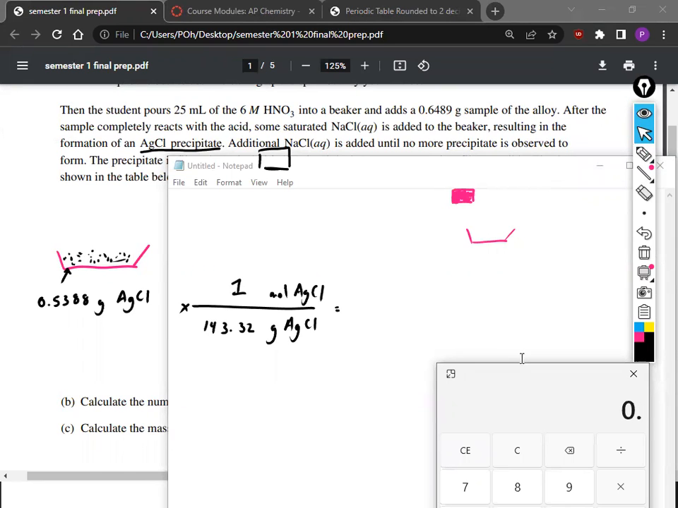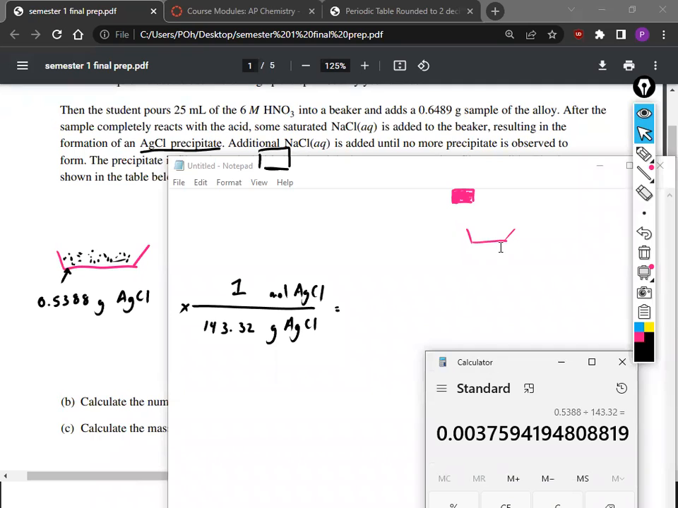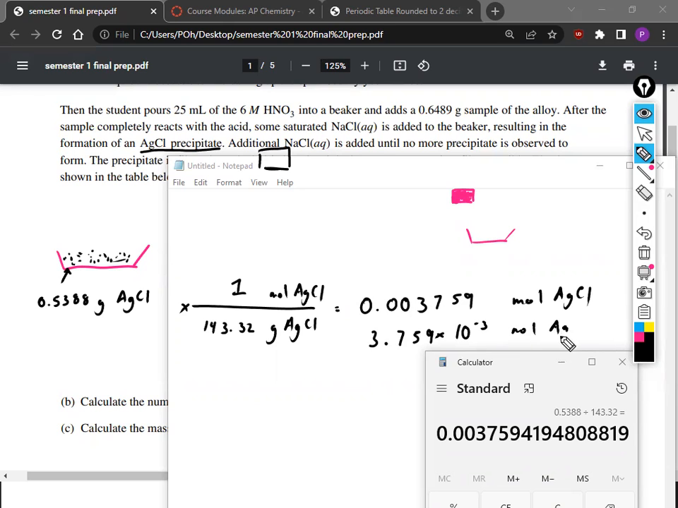Okay, so if we plug this in our calculator, 0.5388 divided by 143.32. Whoa. Okay, that's going to give us a final answer of 0.003759. If you want to change it to scientific notation, that works too: 10 to the negative 3. And it's going to be moles of AgCl. Okay, so that'll be your final answer for part B.